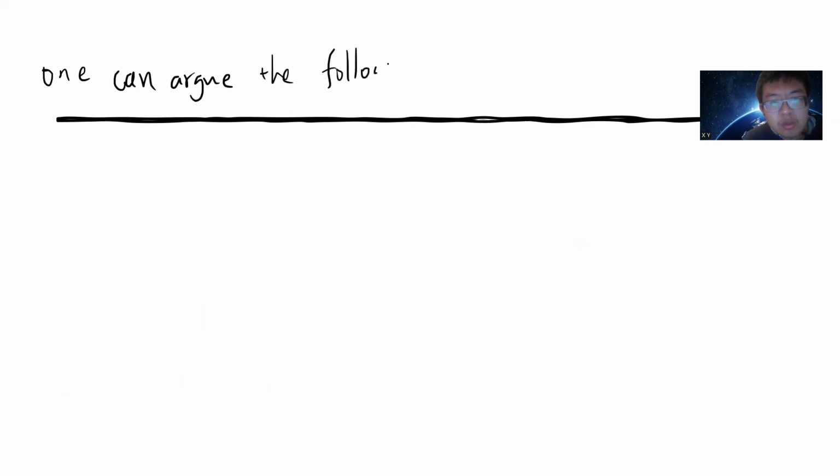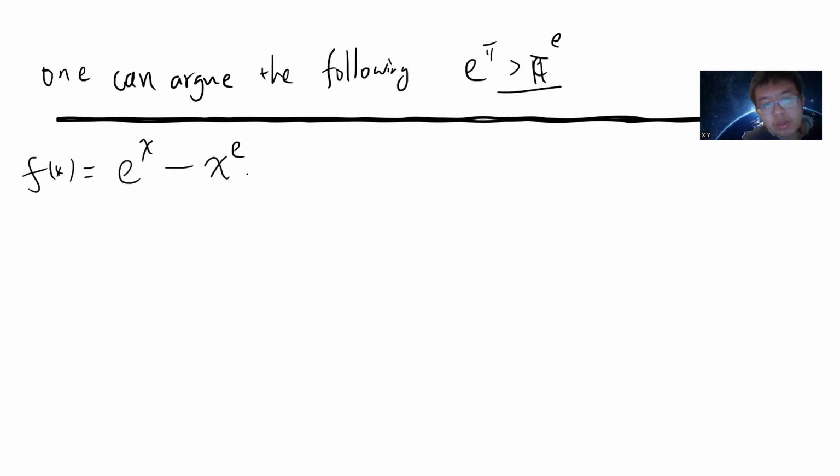In general, if you want to prove something like this, or check which one is larger, the naive way is to define f of x as e to the x minus x to the e. And in order to determine whether it is positive or negative, the natural way is to take the derivative. So you just do the derivative.